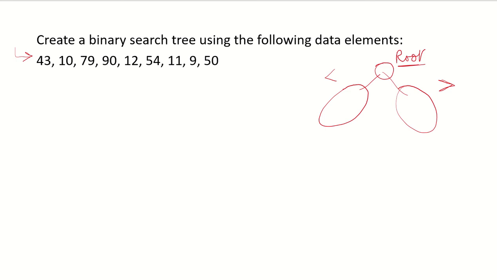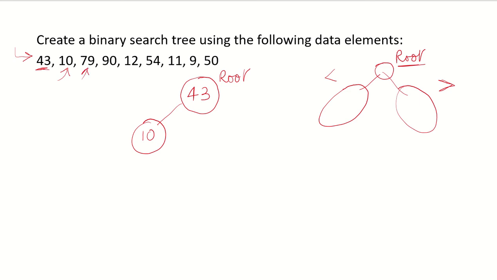So we will begin constructing the binary search tree. The first element 43 is the value at the root node. Next element is 10. This is smaller than the value at the root node, so that means it will belong to the left subtree. So we add it as a child of the root node on the left side.